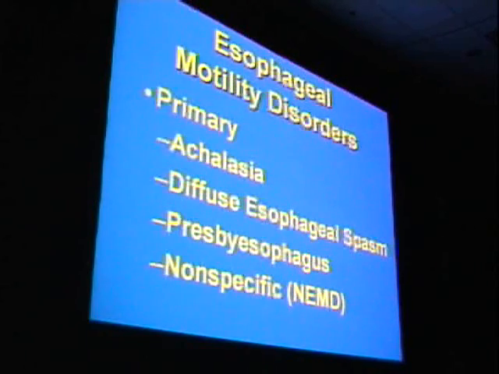Obviously, we see achalasia. Diffuse esophageal spasm is actually fairly rare, but the presbyesophagus, now probably really called non-specific esophageal motility disorder, is fairly common. To make the diagnosis of diffuse esophageal spasm, at least for me anyway, when the patient's esophagus starts contracting, I want to hear that they have a reproduction of their pain.